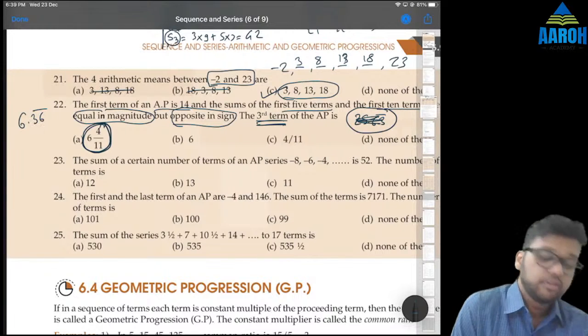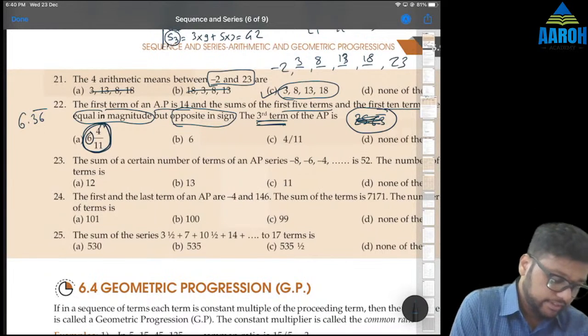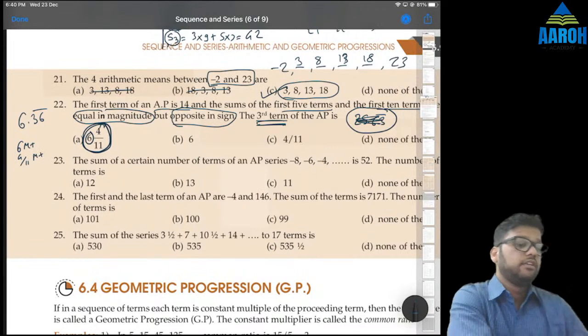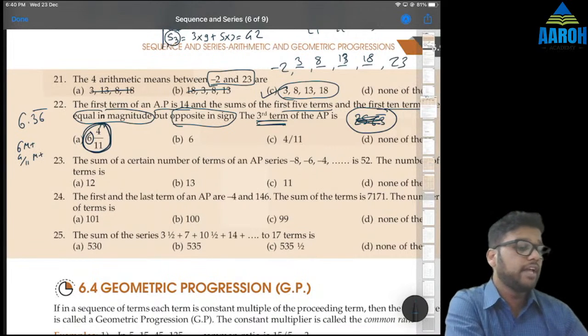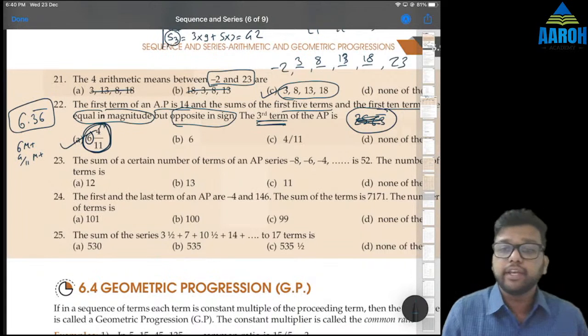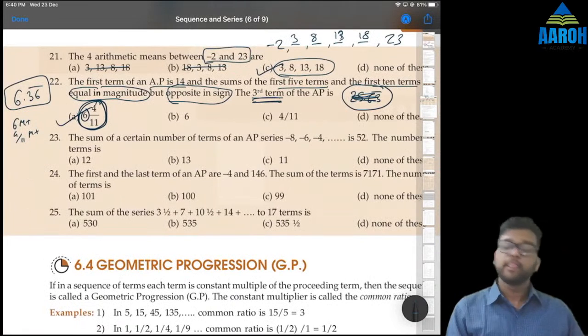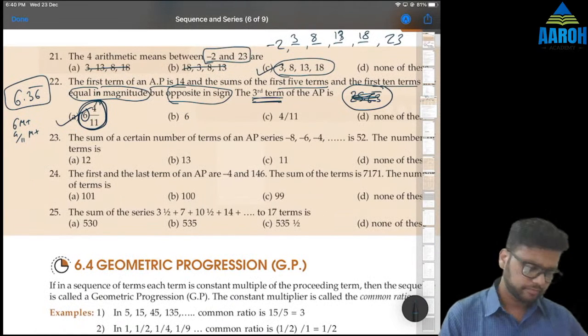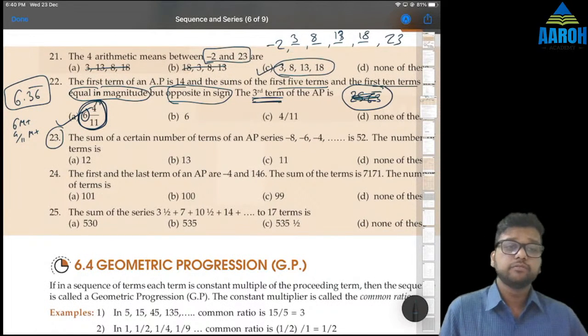How to check that 6.36? This 6 M plus and 4 by 11 M plus, right? So 6 added, 4 by 11 added. If you press MRC, you get 6.36 recurring, which is option A. Let me know if everyone has understood this. If yes, 23.